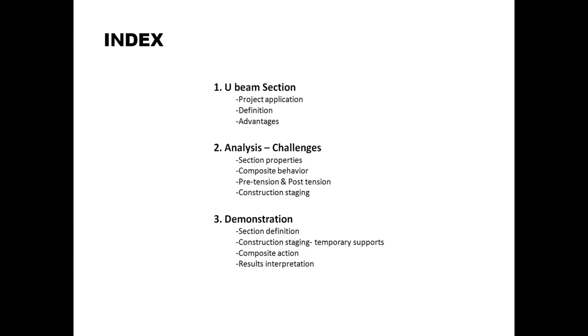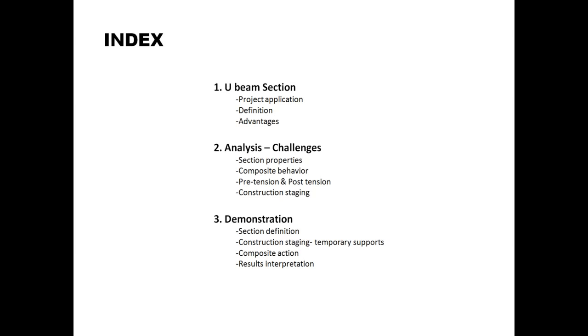So the session today is divided into 3 parts. The first part is the U-beam section, where we'll be talking about some project applications where this type of section has been used. Then we'll go into the basic definition of this section, what this section is, what its various forms are, and then we'll be talking about why this section became so important and useful for this type of bridges. The second part would be meeting the analysis challenges. So there are different challenges in realizing this bridge using this section.